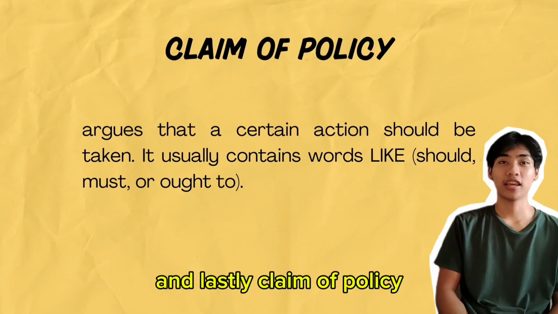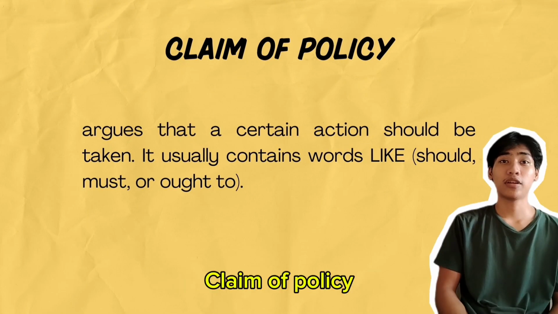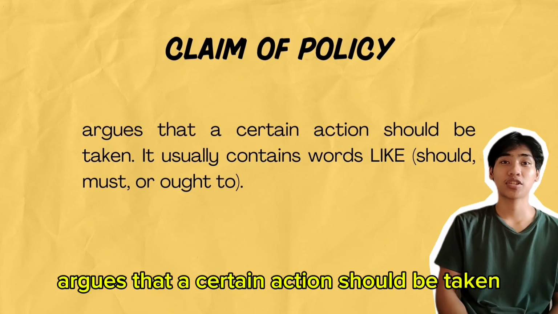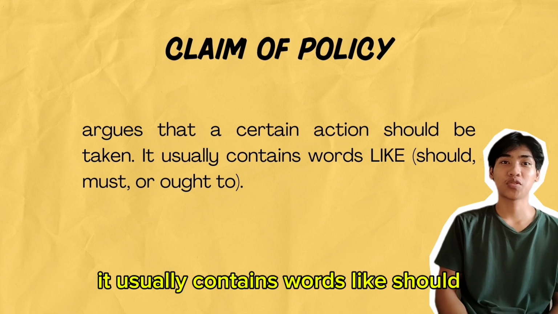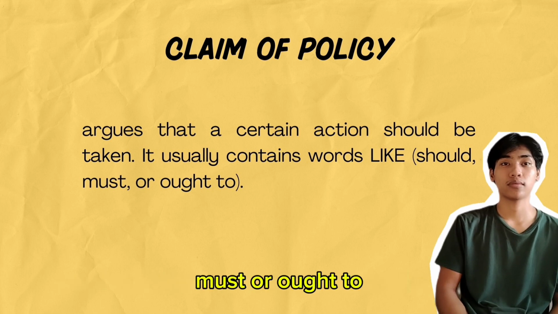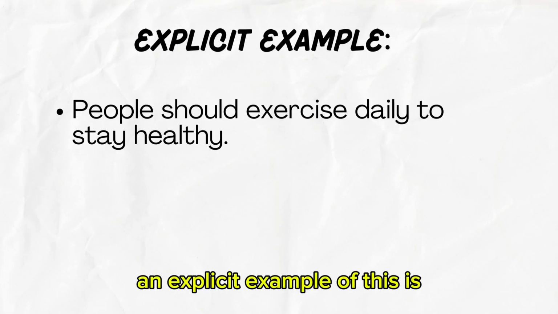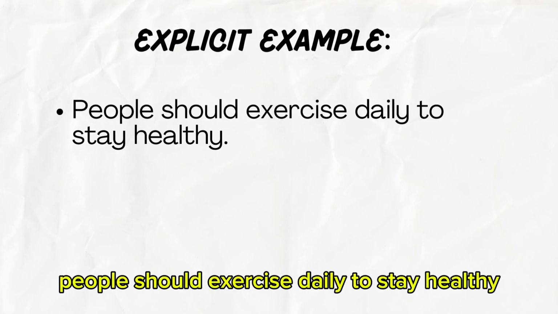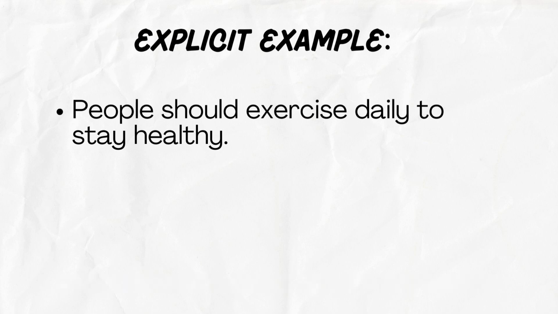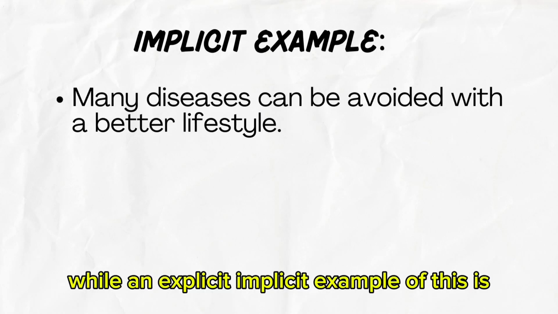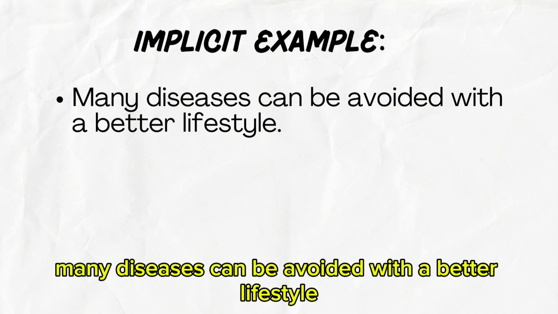And lastly, claim of policy. Claim of policy argues that a certain action should be taken. It usually contains words like should, must, or ought to. An explicit example of this is people should exercise daily to stay healthy. While an implicit example of this is many diseases can be avoided with a better lifestyle.